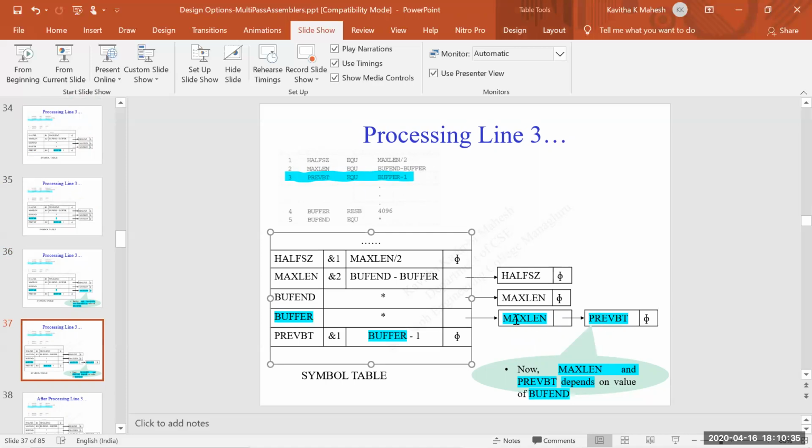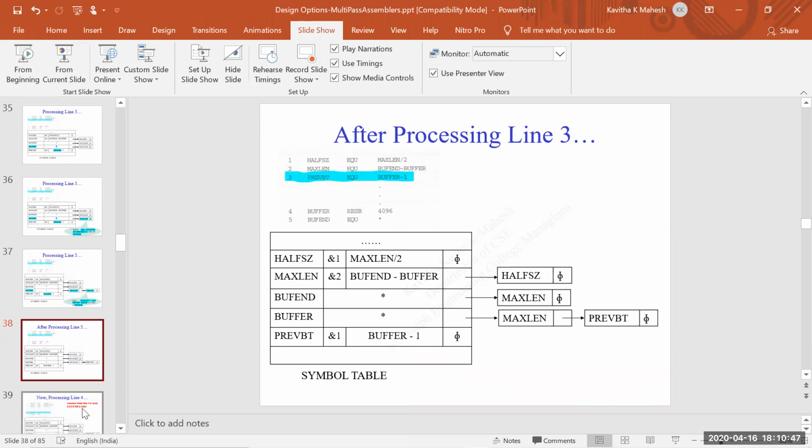So we have two symbols that are dependent on buffer now, because we have maxlen equals buflen minus buffer, and previous byte equals buffer minus 1. So after processing line 3, this is the status of the symbol table. Now just repeating the processing of line number 3, what did we do?